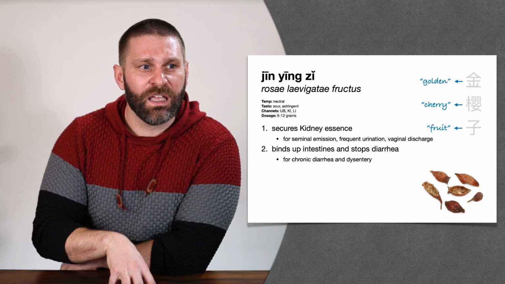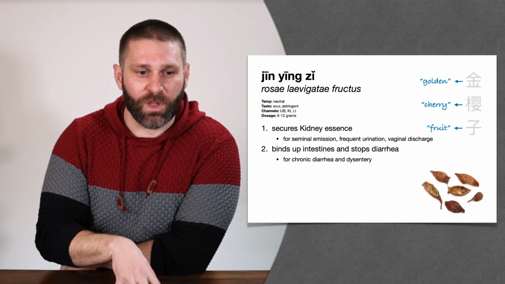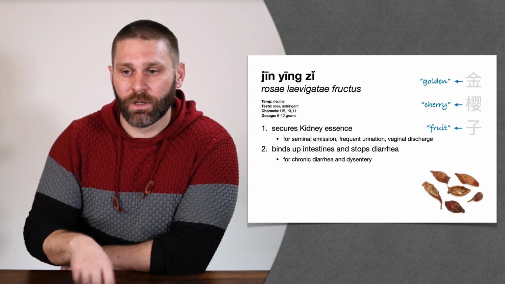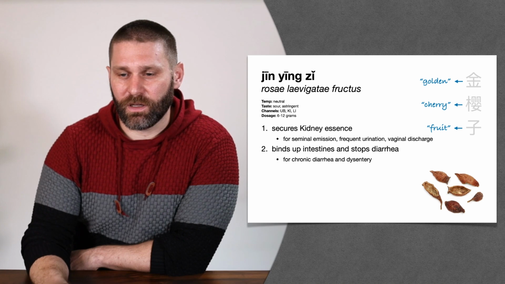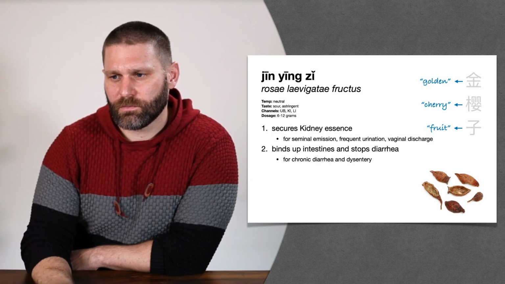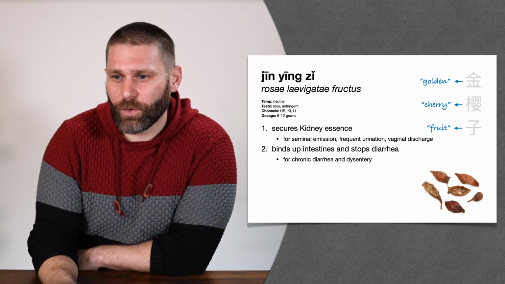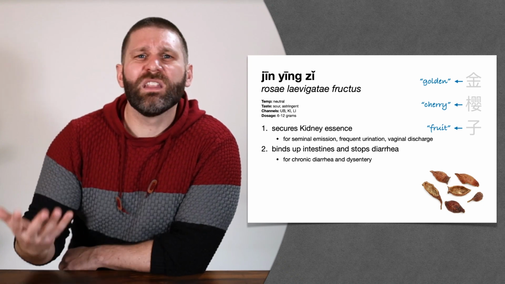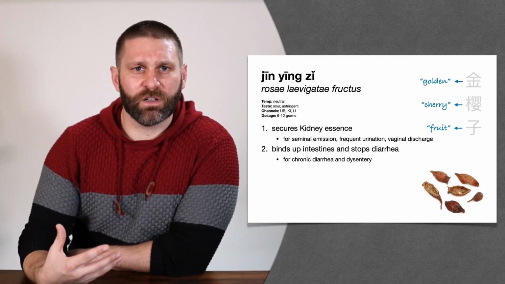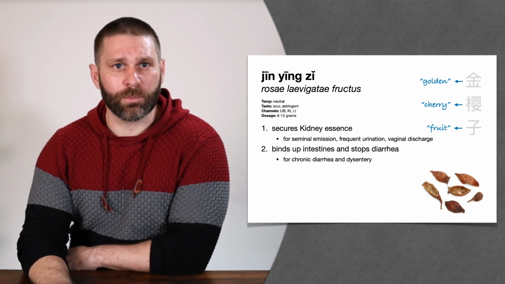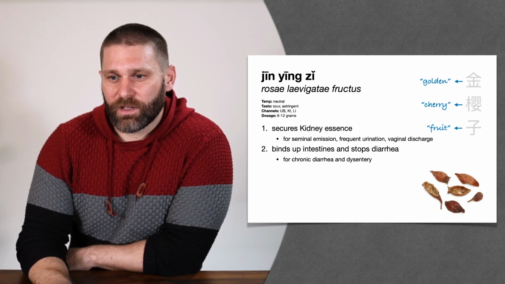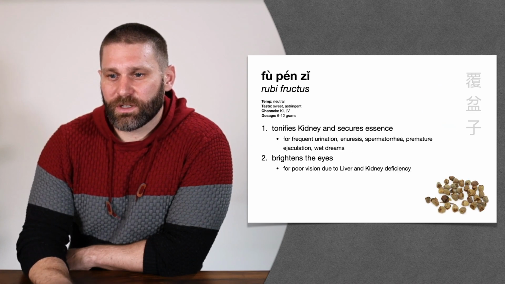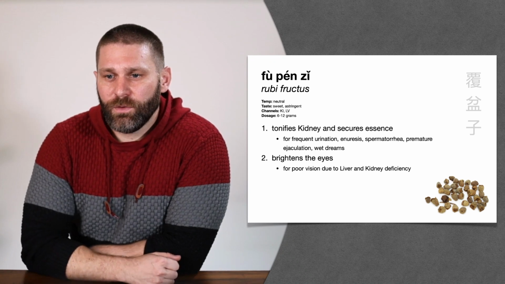So we learned Jinyin Hua is honeysuckle flower. It's gold and silver flower. Anyway, Jin means gold, so golden cherry fruit. Jinyingza, not sure this is a very commonly used herb. It's definitely not a 3-star herb or an A-list herb. But it secures kidney essence and binds up the intestines to stop diarrhea. So Cherokee rosehip. After that is Fu Pen Zi, Rubi fructus.